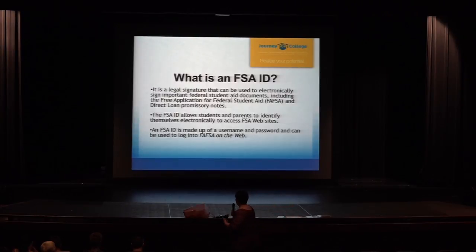But the first thing is, what is an FSA ID? You can consider the FSA ID, which used to be called PIN, by the way, P-I-N, as a legal signature that can be used to electronically sign important federal student aid documents, including the FAFSA and direct loan promissory notes. It allows students and parents to identify themselves electronically to access all of the FSA websites. And it is made up of a username and password that can be used to log into FAFSA on the web. I'm sure we've all encountered some place on the web where you had to come up with your own username and password. This is kind of the same thing, but it's a little more detailed.